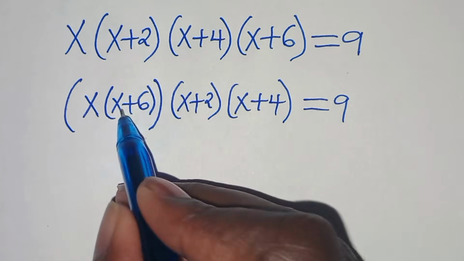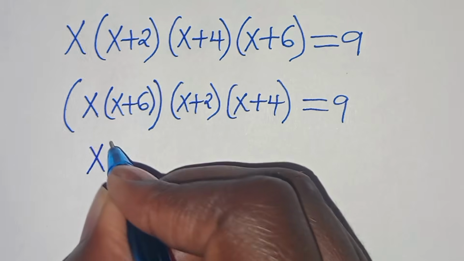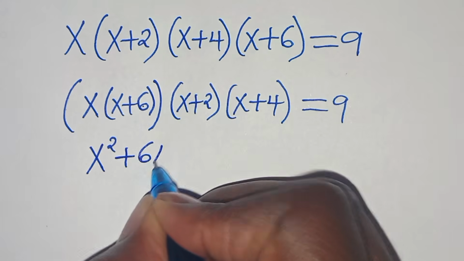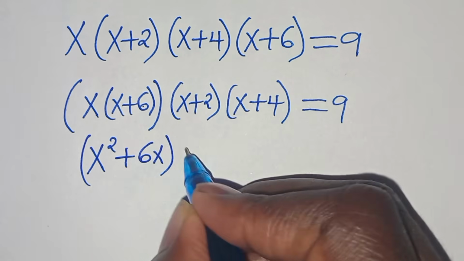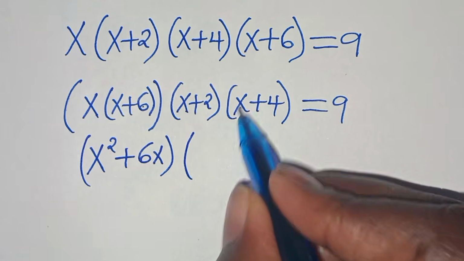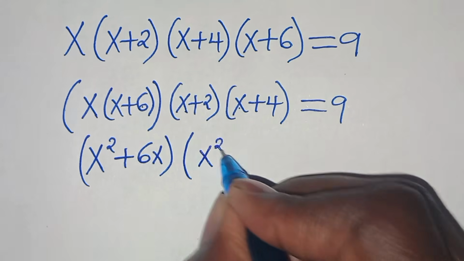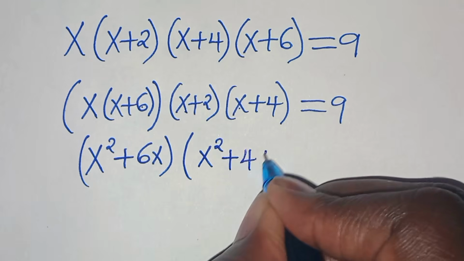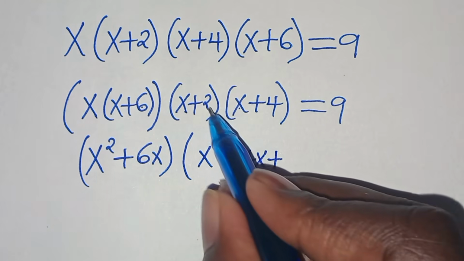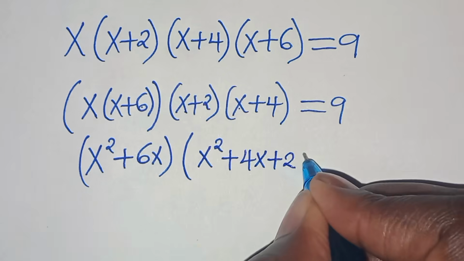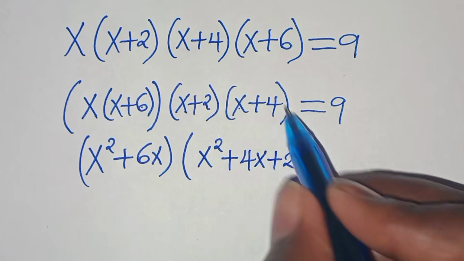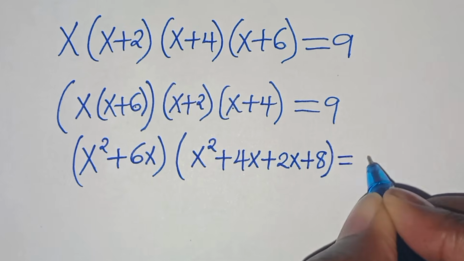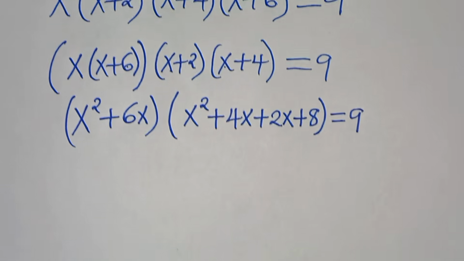So this is x times x, which is x to the power of 2, then plus 6 times x, which is equal to 6x. Then here we have x times x. This is x to the power of 2, then plus x times 4. This is 4x. Then plus 2 times x. This is 2x. Then we have 2 times 4. We have plus 8. Close the parentheses. This is equal to 9.